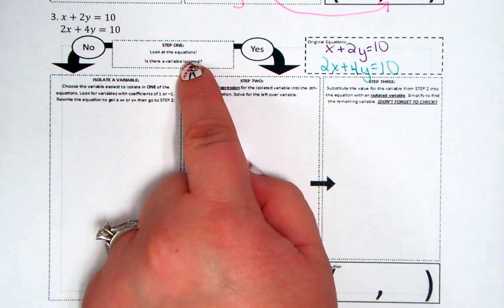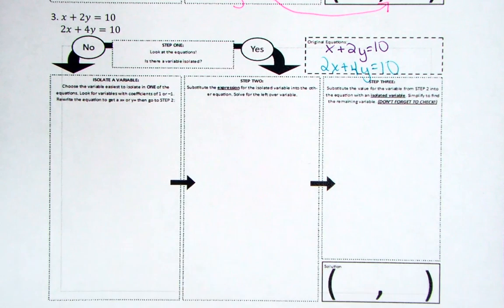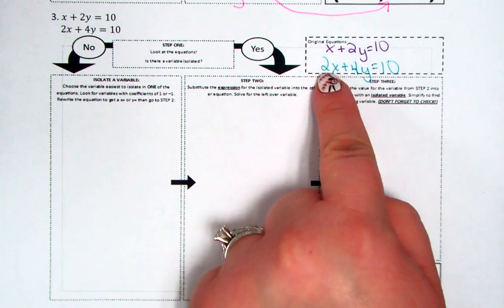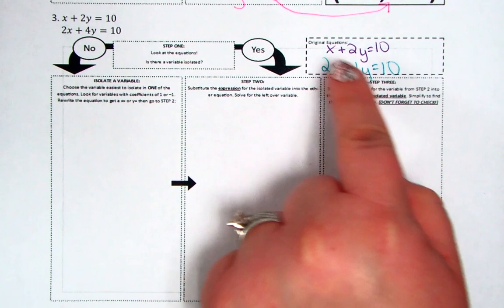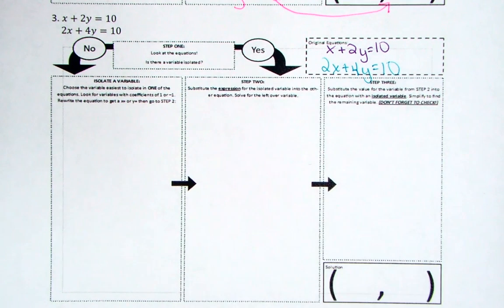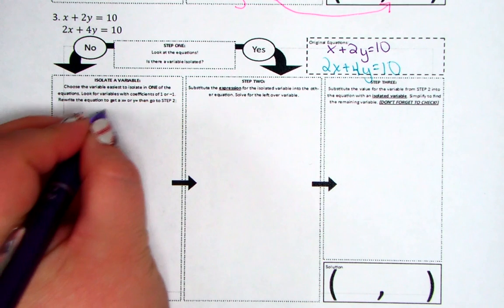So step 1, look at the equations. Do we already have a variable by itself? And we don't. So we have to find one that's by itself. And when I look at the 4 variables, x is the only one that has a coefficient of 1. So that's the one that I'm going to try to get by itself.